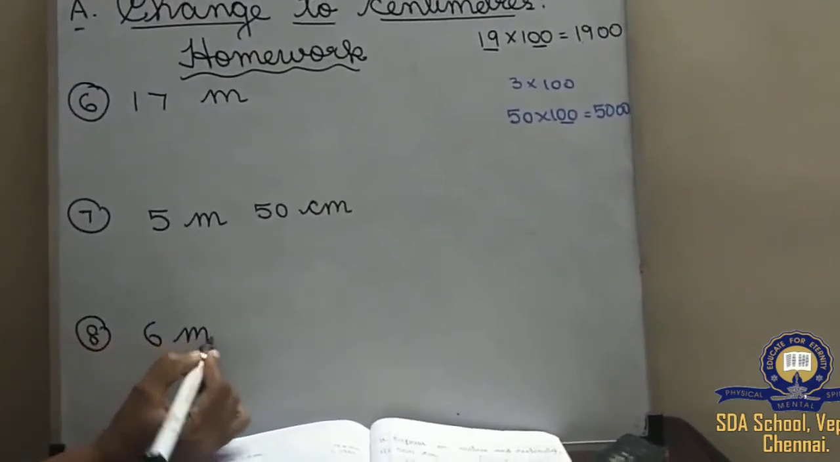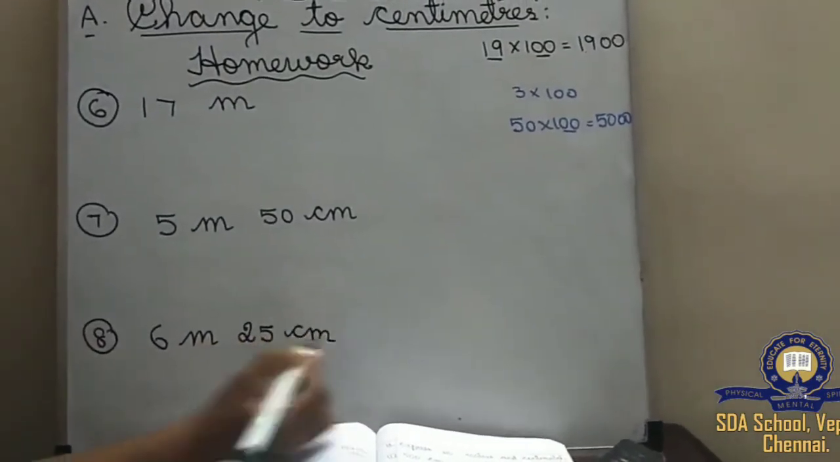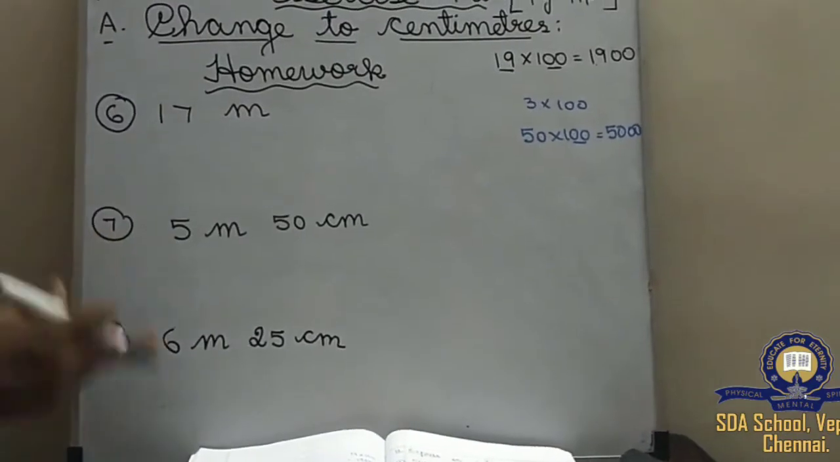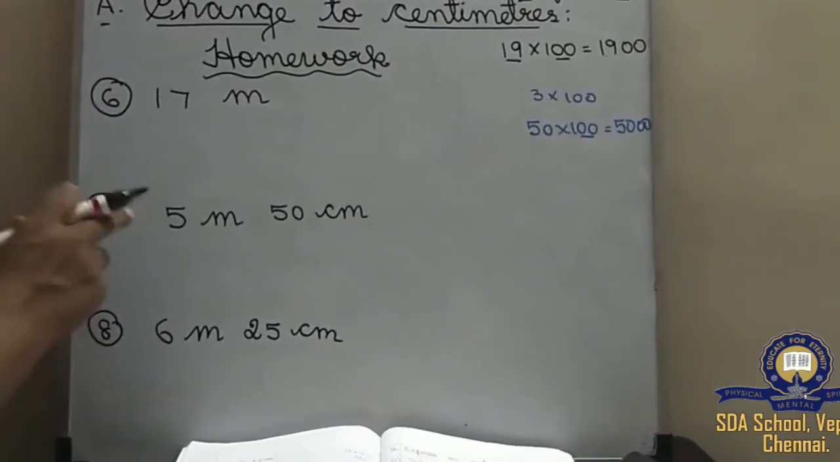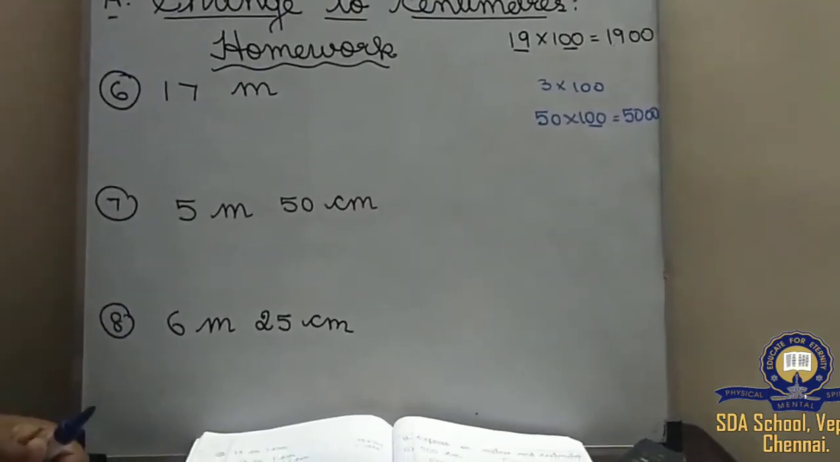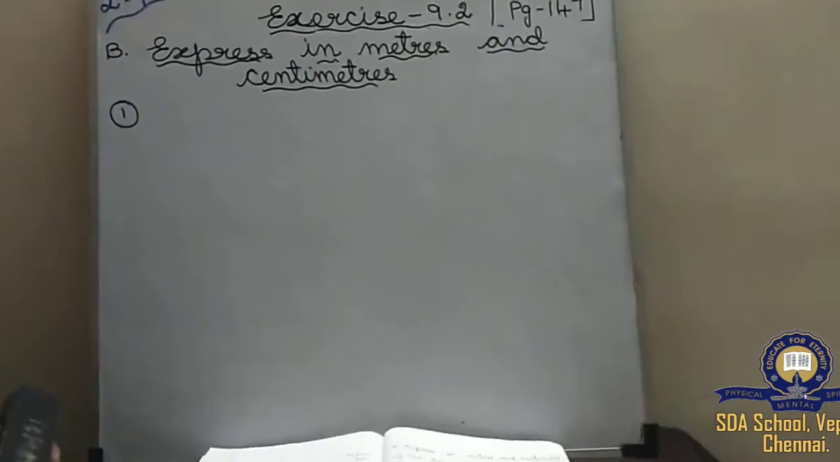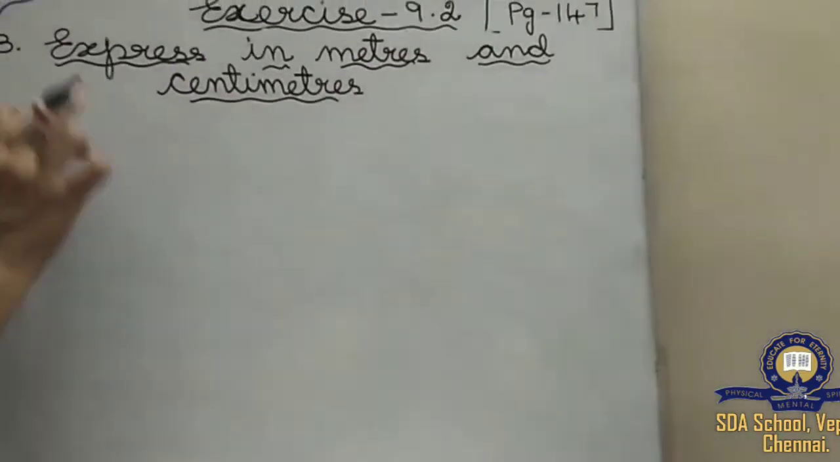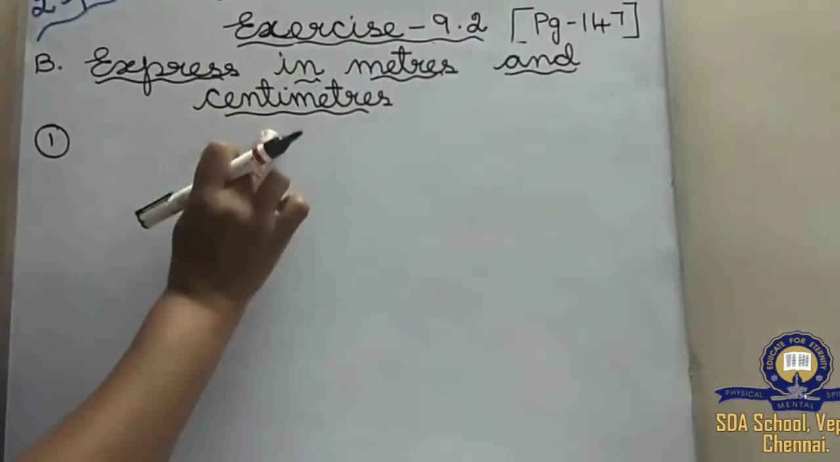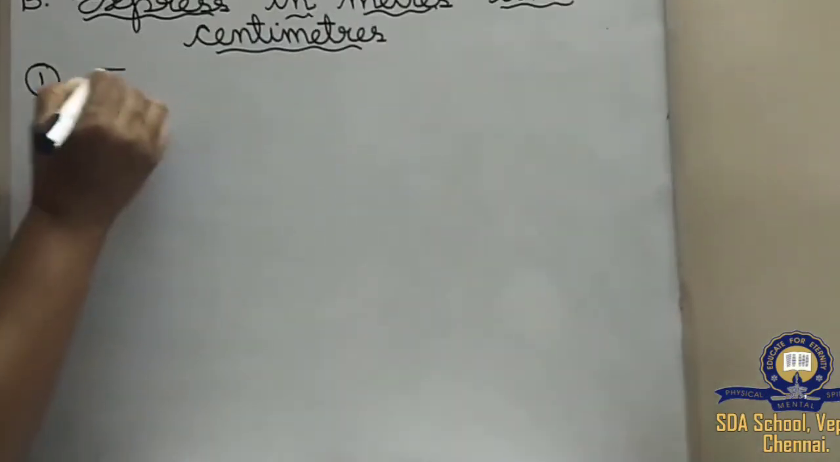6 meter 25 centimeter. Okay, children, these 3 sums are homework, and now we'll see the B1. First we learned to change to centimeters, but here express in meters and centimeters. You have to express both. So what will come, children?